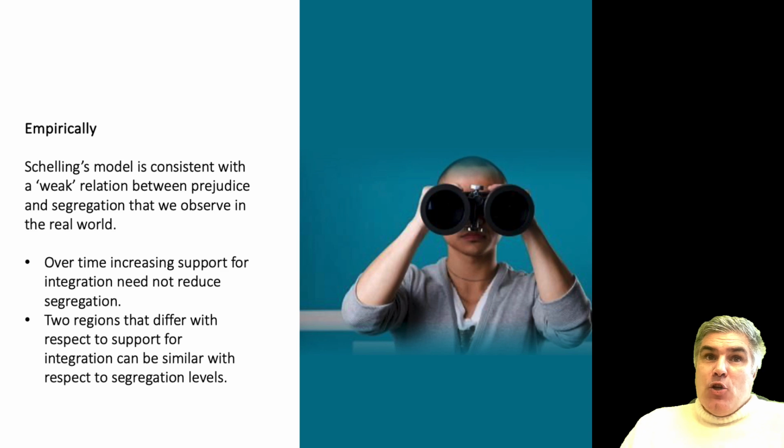Firstly, empirically. Schelling's model is consistent with a weak relation between prejudice and segregation that we observe in the world. There does not necessarily have to be a huge amount of prejudice and discrimination for a world to enter a segregated state. Over time, increasing support for integration need not necessarily reduce segregation. Two regions that differ with respect to support for integration can be similar with respect to segregation levels.